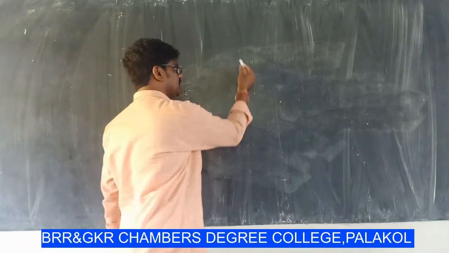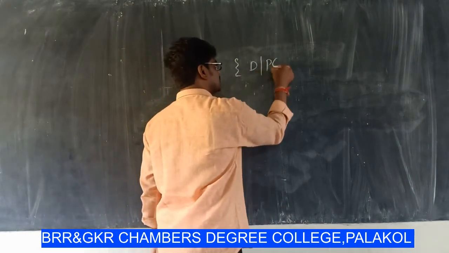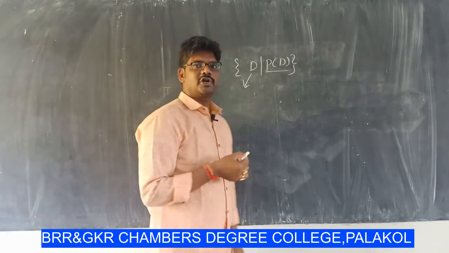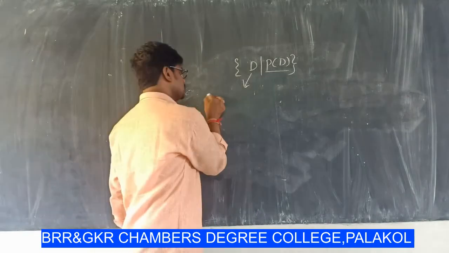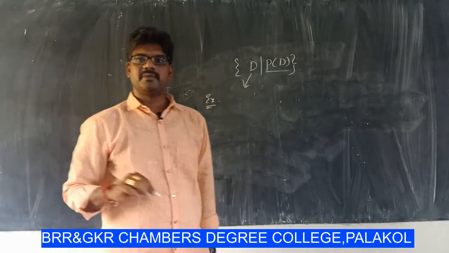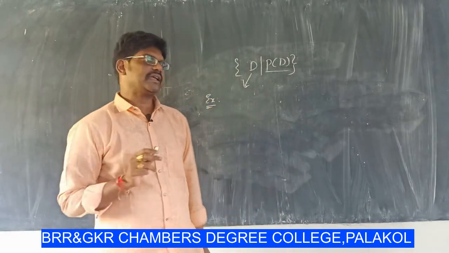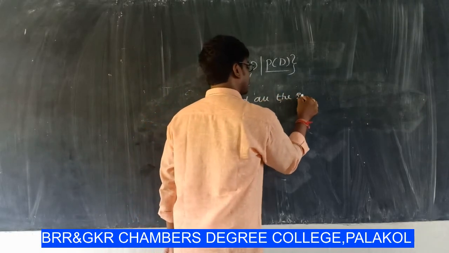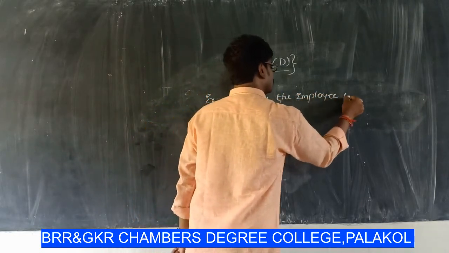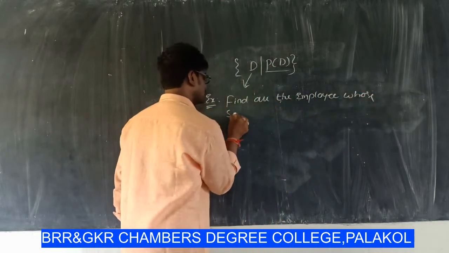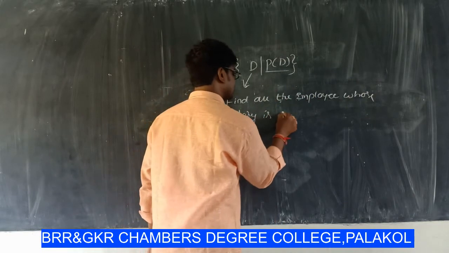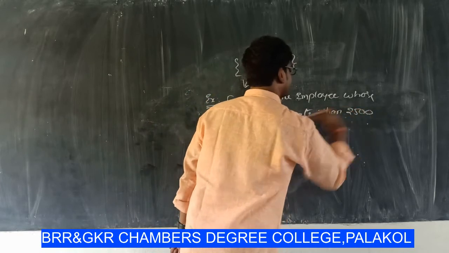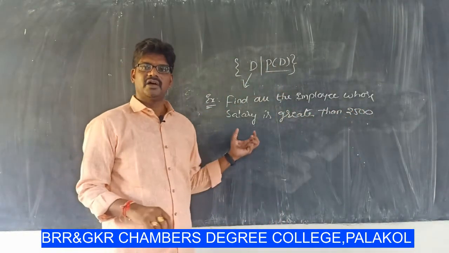What is the general form of domain relational calculus? D, where D is the domains and P of D is the predicate on the domain. For example, find all the employees whose salary is greater than 2500. How can we write this?